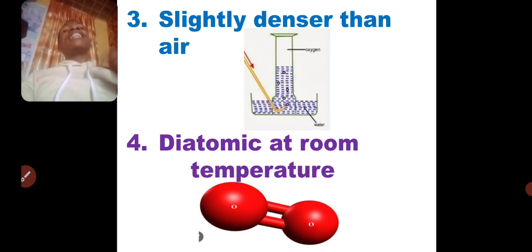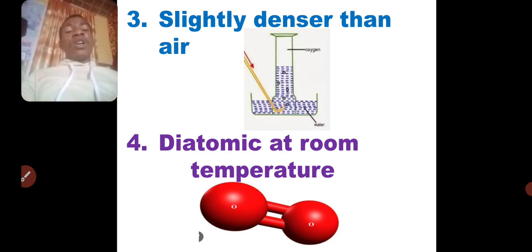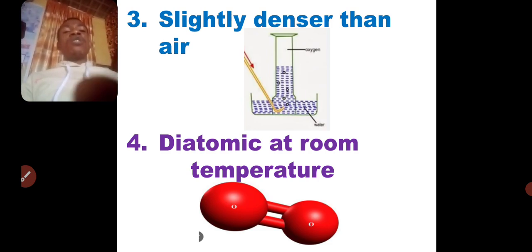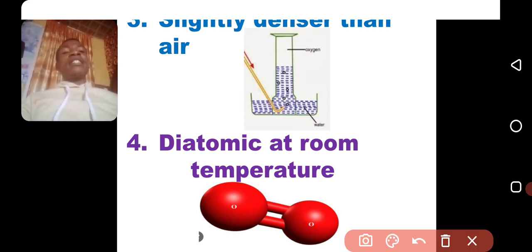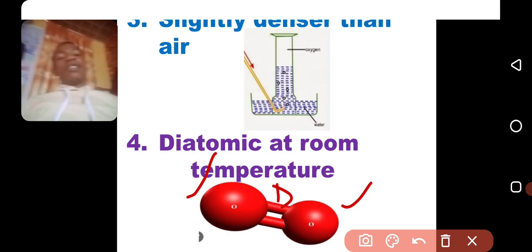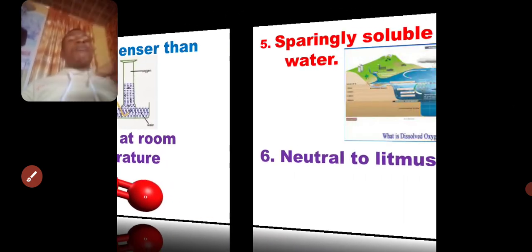Then oxygen exists as a diatomic element at room temperature. It exists as O2 with a double bond in between the two oxygen atoms, as you can see from the screen. Oxygen joined by a double bond. That's oxygen at room temperature.